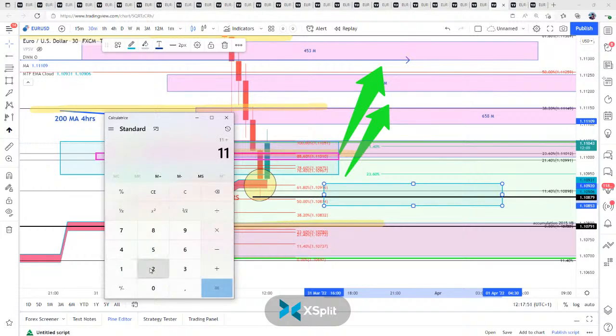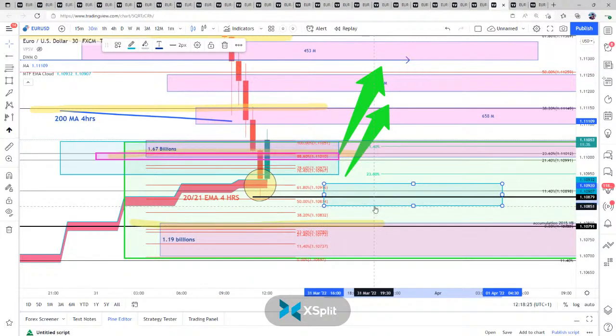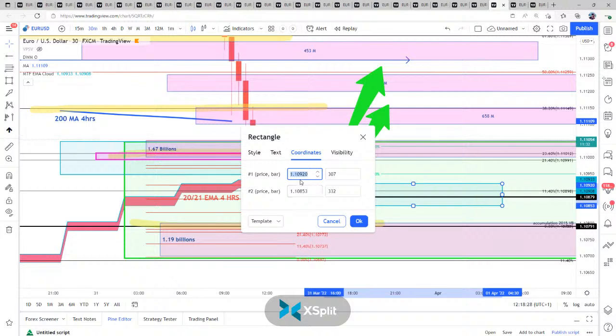So 1.11 plus 1.1070 divided by 2. Okay, 110.85. I first tried it the wrong way, it's 1.11, that's why it wasn't working.